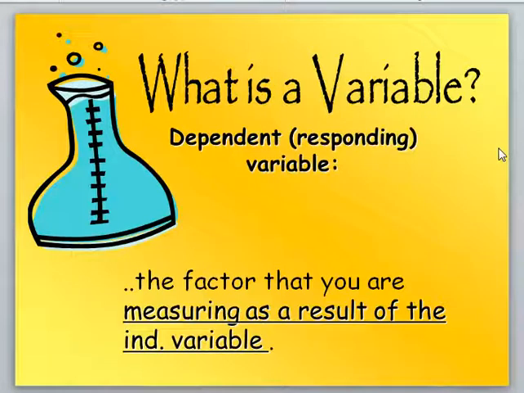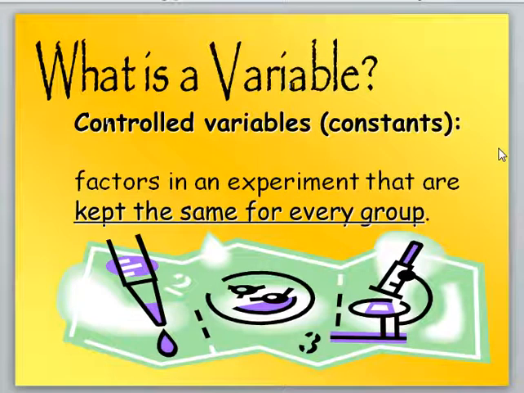The other type of variable is the dependent or responding variable. This is the factor that you measure as a result of the independent variable. And lastly, there are controlled variables or constants, which no matter which group you're in, you're going to keep these factors the same.